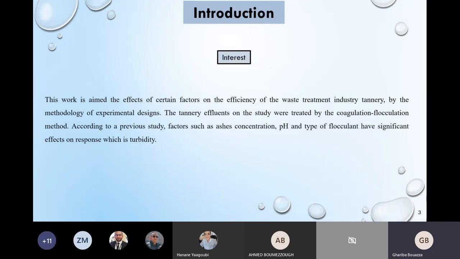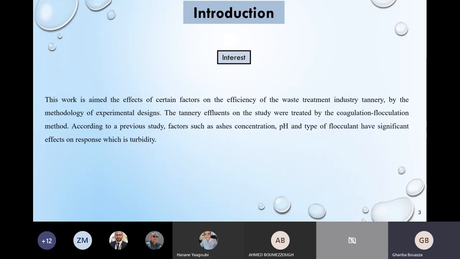Tanning is one of the oldest and the most polluting industries. It transforms animal skins into leather after a preliminary treatment. The tanning industry tops the list of industries that consume large quantities of water. These activities generate significant pollution of wastewater. This work is aimed at the effect of certain factors on the efficiency of the water treatment of the tannery industry by the methodology of experimental design.